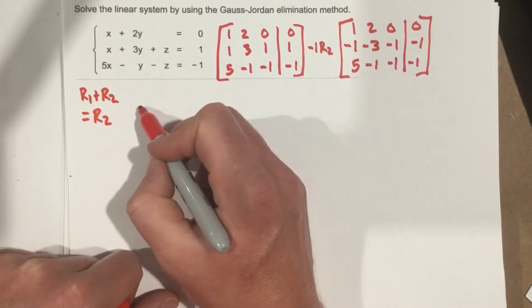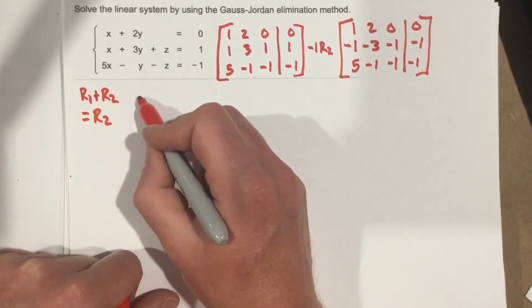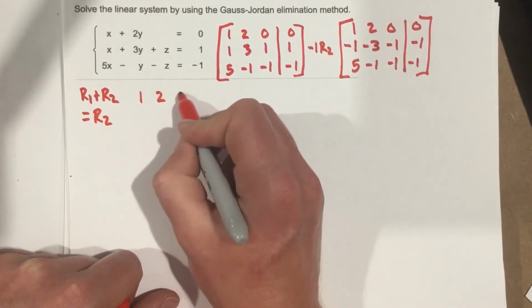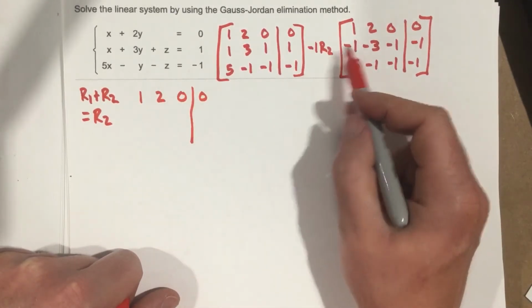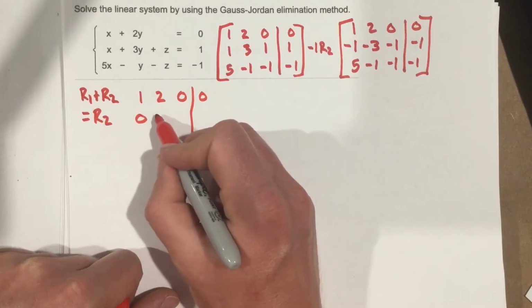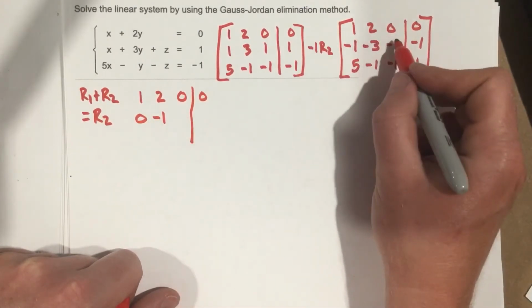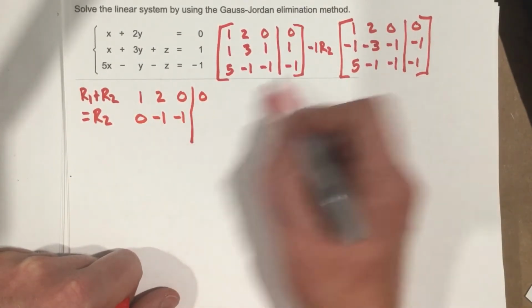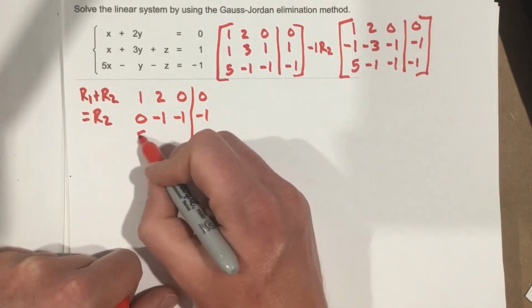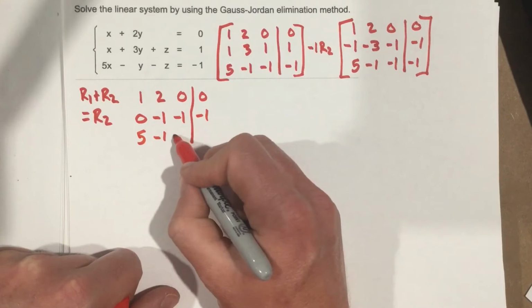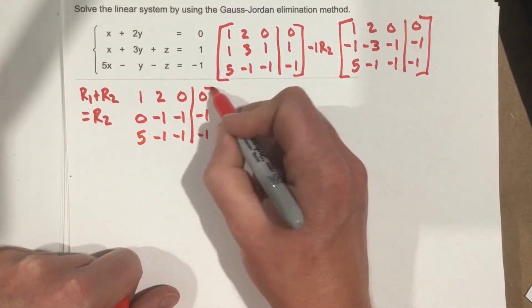So that's going to give you 0. We'll write the first one, 1, 2, 0, 0. I'm going to write the top row just so I keep this straight. Got kind of a lot of work to do here. So 0, negative 1, we do 2 minus 3, and that gives you negative 1, and 0 minus 1 gives you negative 1 as well. And we have 5, negative 1, negative 1, negative 1.